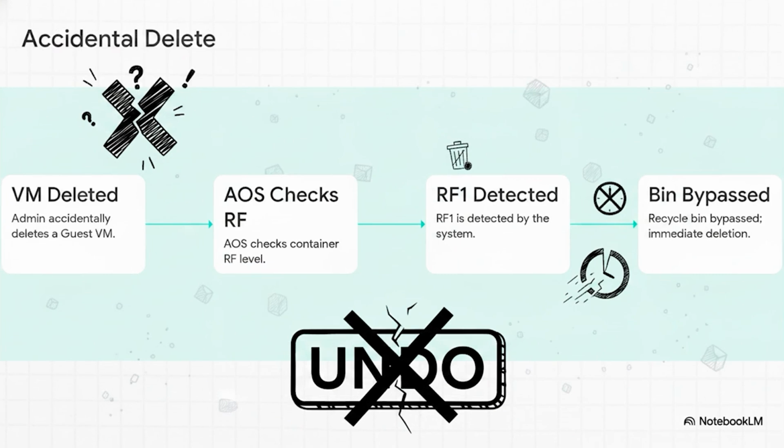For our second example, let's talk about good old human error. Imagine an admin accidentally deletes a guest VM or a volume group vdisk on a standard cluster. Normally, you've got that nice 24-hour grace period where the recycle bin holds onto those files, assuming you haven't hit critical storage thresholds, of course. But if that VM happened to be on an RF1 container, AOS actively skips that 24-hour recycle bin check. Those vdisks are marked for immediate deletion. There's no undo button here, folks.